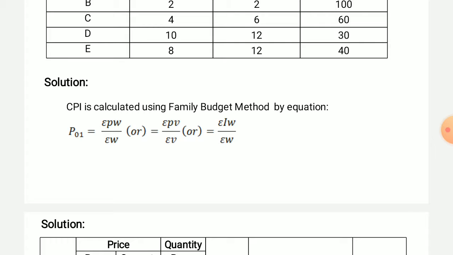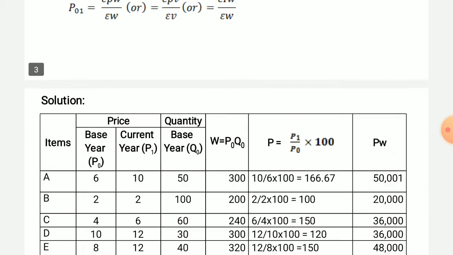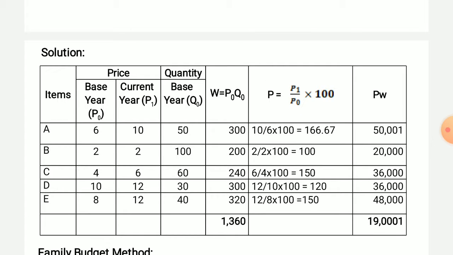And the consumer price index can be calculated by using family budget method by applying the equation P01 is equal to sigma PW by sigma W, or sigma PV by sigma V, or sigma IW by sigma W. So here first we have to prepare a table for calculating the values of W means weights, and P means price relatives, and the product of P and W. So here in the first column items are to be written, and base year price P0 is 6, 2, 4, 10, 8, and current year price P1 is equal to 10, 2, 6, 12, and 12 are given, and base year quantity 50, 100, 60, 30 and 40 are given.